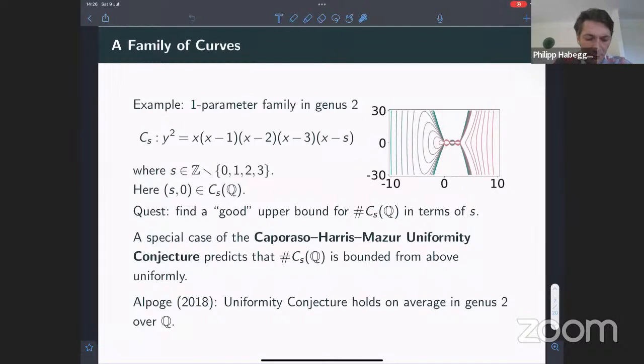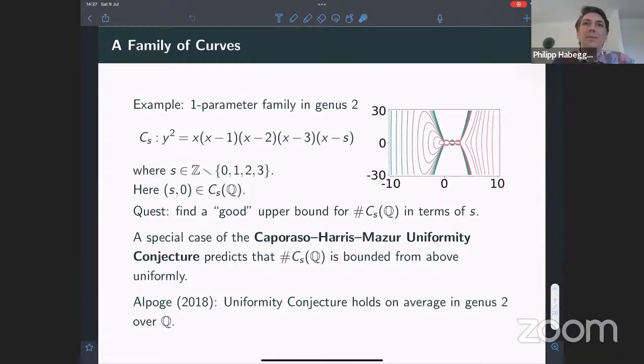Then we get one free point here, namely the point where the x-coordinate is S and the y-coordinate is 0. And as you see, as you let S vary, this point gets larger and larger in value. So the question is, this set is always known to be finite by Faltings' theorem. Can we get a good upper bound for this cardinality in terms of S?